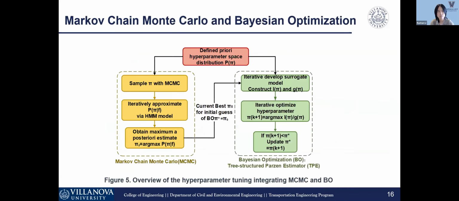Another key part of our method is how we fine-tune the parameters using Markov chain Monte Carlo and Bayesian optimization. Instead of manually setting them, we let the MCMC explore the parameter space first. That's shown on the left side of the figure. Then Bayesian optimization kicks in to find the best configurations more efficiently, as you can see on the right. This setup makes the model perform better and adapt to different regions and data types.